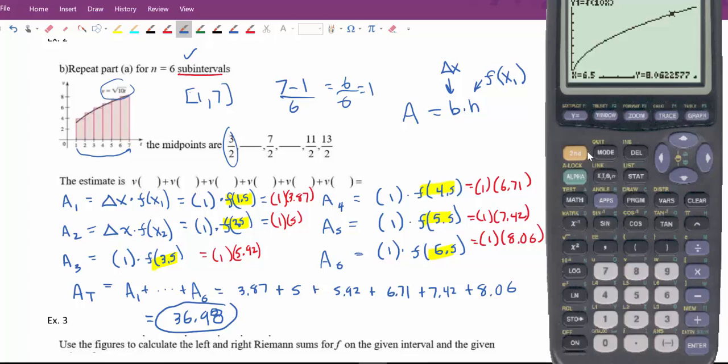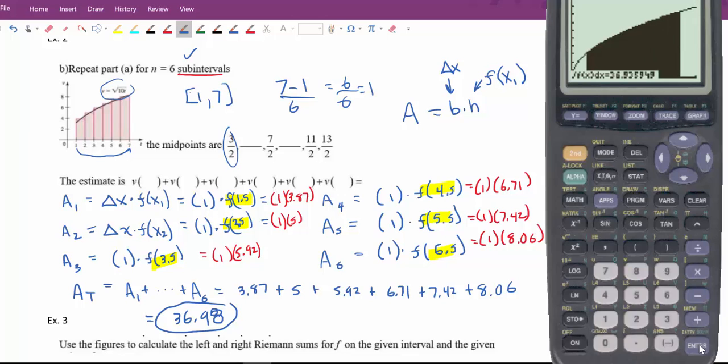So if you want to try this, you go second, trace. Go down to option 7, which is integral of f of x dx. It's going to ask for the lower limit. What's the lower limit? 1. What's the upper limit? 7. Press enter, and it's going to draw, and it's trying to show you there's an infinite number of rectangles.